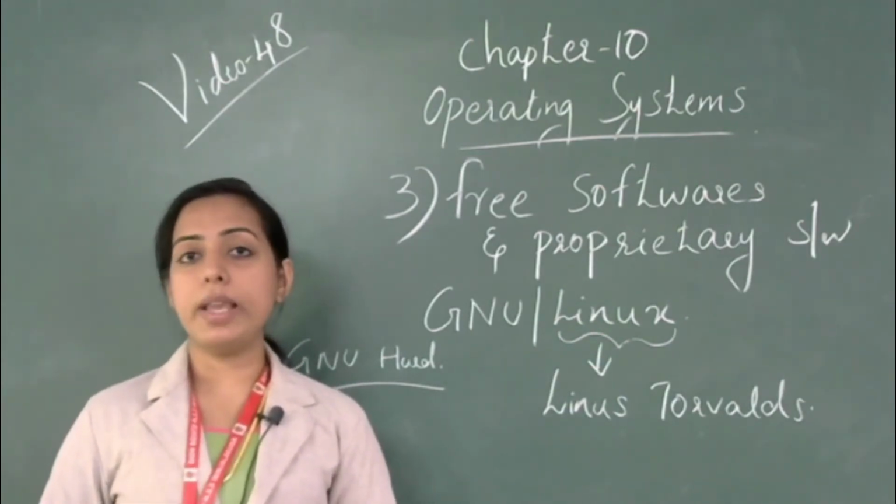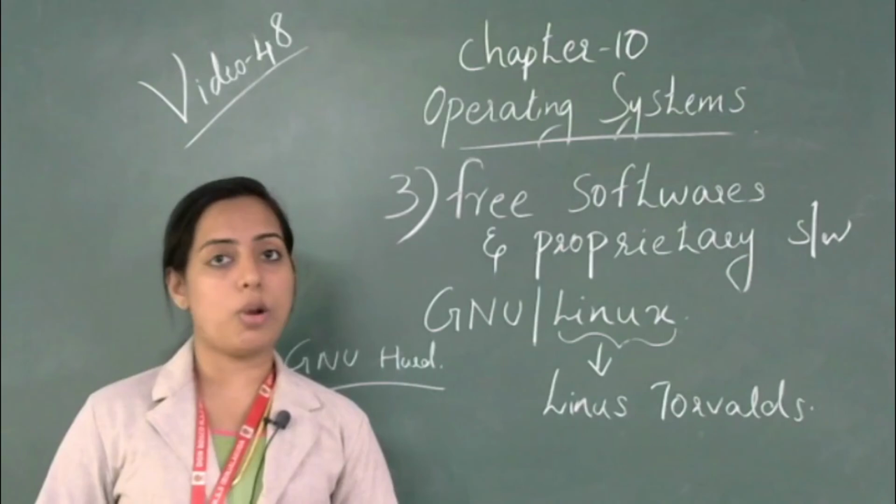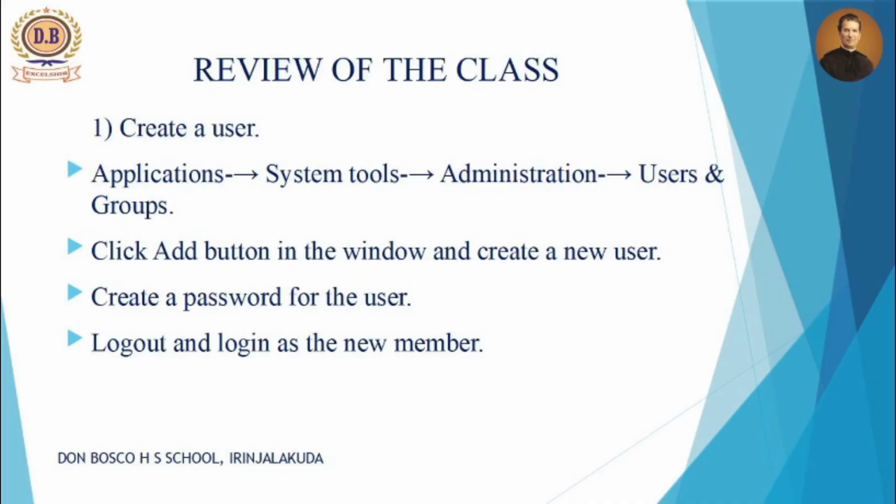So that's all for today. Let's summarize today's class topics. In today's class session, we discussed 4 main topics. One is creating a user. For that, go to Application, System Tools, Administration, Users and Groups, and click the Add button in the window and create a new user. It will ask you to create a password for the user. Then create a password. After that, shut down the computer and log in as the new member.